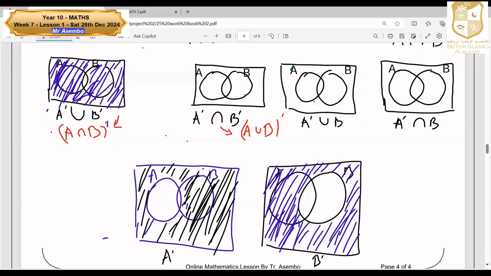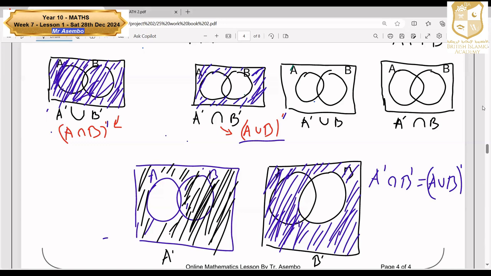So the required region is only the outside one here. It is the shaded part. This is the only required part here. Now, check for me the De Morgan's law. It is simply the same as taking A union B complement. So A complement intersection B complement is just the same as taking A union B and then complement. Now let's look at the last one on this series.